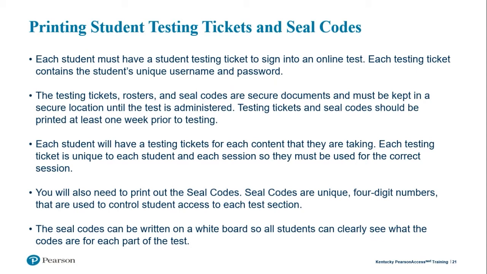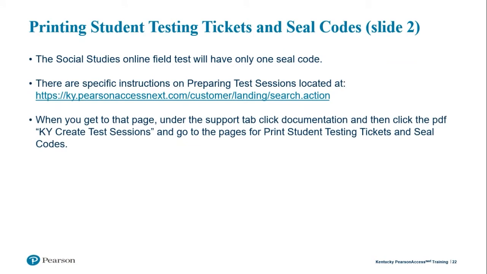You will need to print out the seal codes. The seal codes are unique 4-digit numbers that are used to control the student access to each section. These seal codes can be written on a whiteboard so all students can clearly see what the codes are for each part of the test. For spring 2021, the social studies field test will have only one seal code. You can find information on all of that on the Kentucky portal under the Pearson Access Next Guidance Document tab.